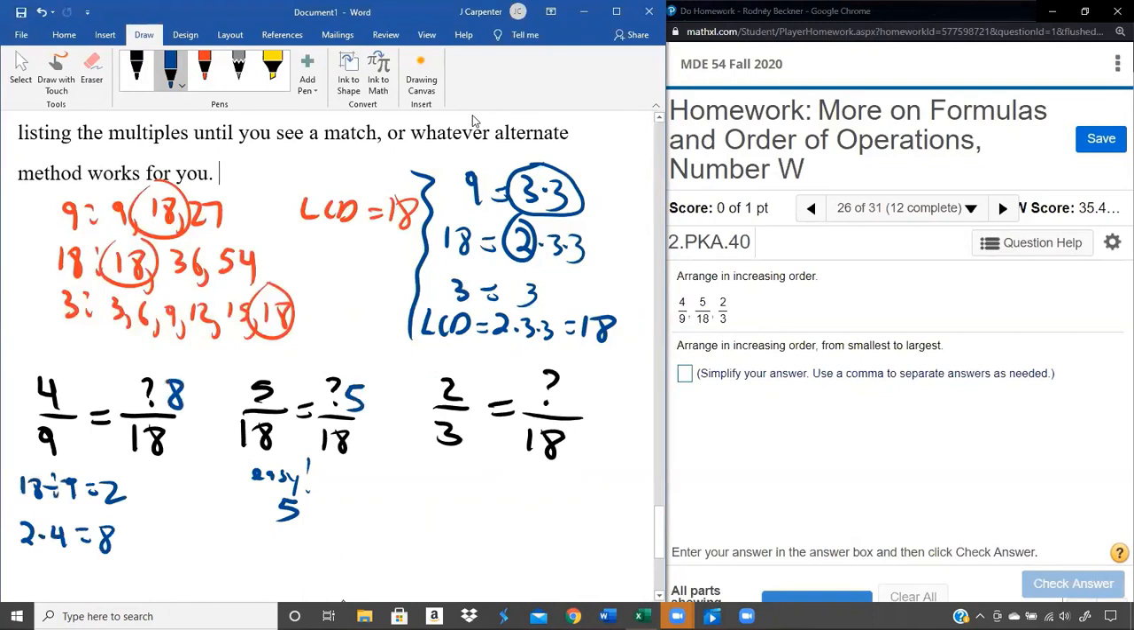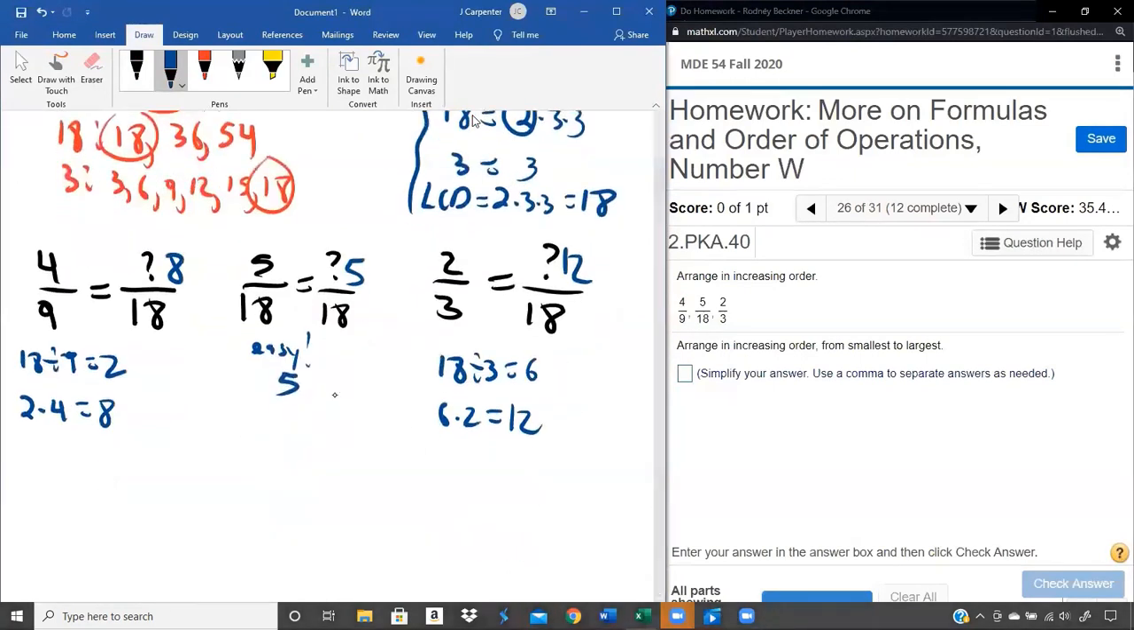This one would be 5. For the last one, 18 divided by 3 is 6. 6 times 2 is 12. So there's our equivalent fractions. We have 8 18ths, 5 18ths, and 12 18ths.